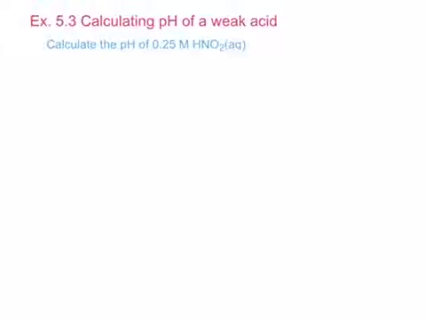This is example problem 5.3, calculating the pH of a weak acid. One thing to look out for in this kind of problem is that it usually won't actually tell you that you're working with a weak acid. But you only have a few kinds of problems that you know how to solve. So chances are good that it's either a weak acid, a weak base, or a salt problem.